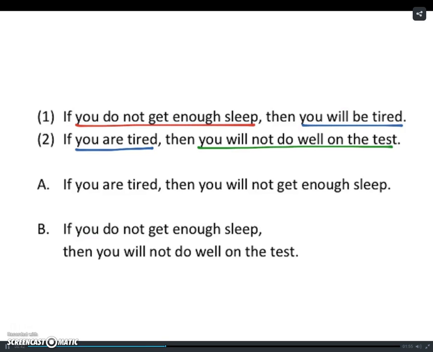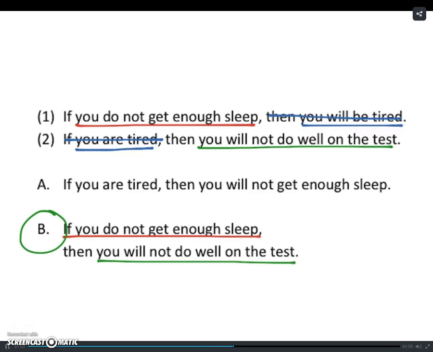So remember, in order to get a valid conclusion, you're taking the parts that overlap, that's what I've got in blue here, and you are eliminating those. Okay? And then you're just combining the other two parts. So we're looking for the answer that says, if you do not get enough sleep, you will not do well on the test. So that is answer choice B.